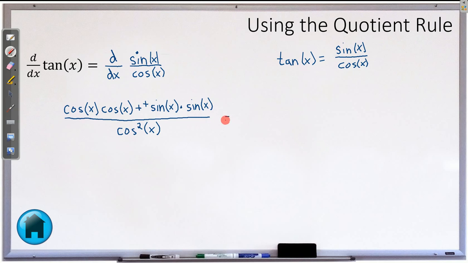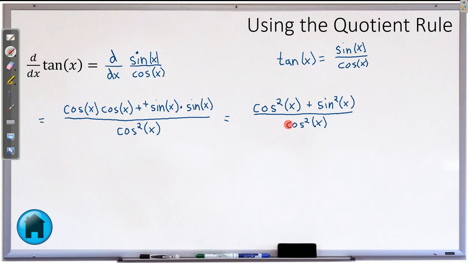So this derivative does not look very good. But we can simplify it. Here, cosine times cosine is cosine squared, plus sine times sine, sine squared. And on the bottom, cosine squared. It's already looking better. But we can keep going. Hopefully the top looks familiar.